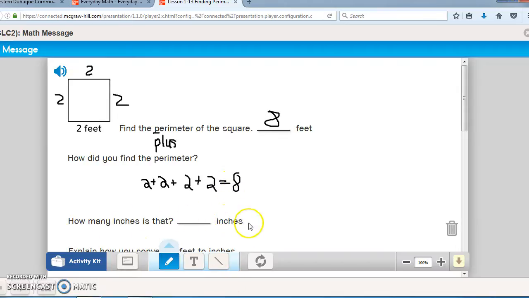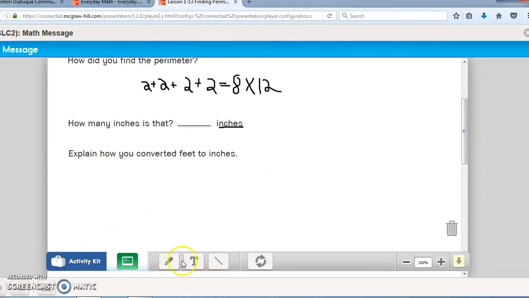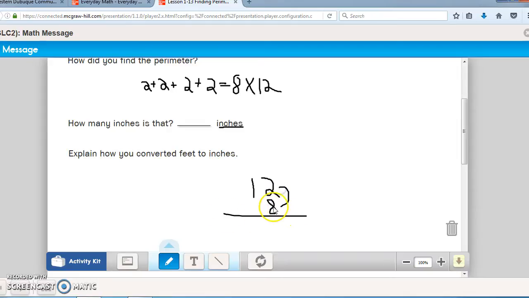So how many inches is that? Well, if this is feet, I have to figure out how many inches are in 1 foot. We know that's 12. So I got to do 8 times 12. So as I come down here, I put the bigger number on top, 12 times 8. First, I multiply the ones place. 8 times 2 is 16. I write down the 6, and I carry the 1. Now I multiply the 8 to the tens place. 8 times 1 is 8, plus 1 is 9. So how many inches is 8 feet?